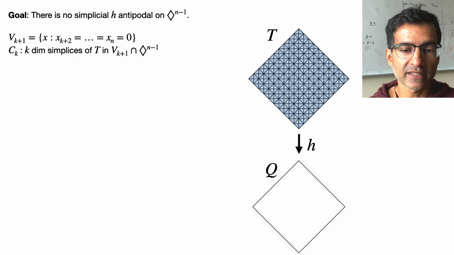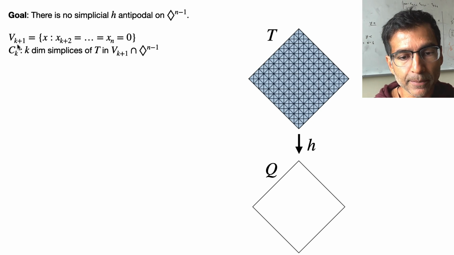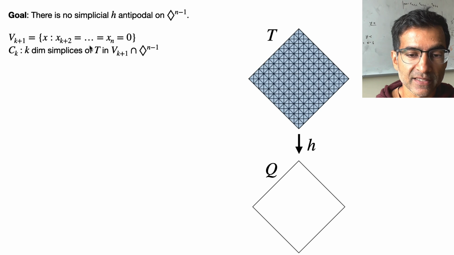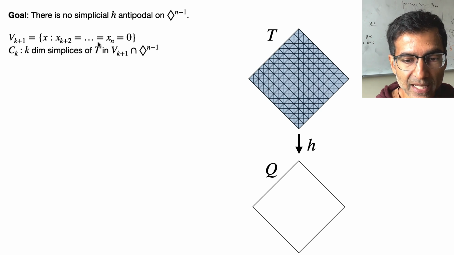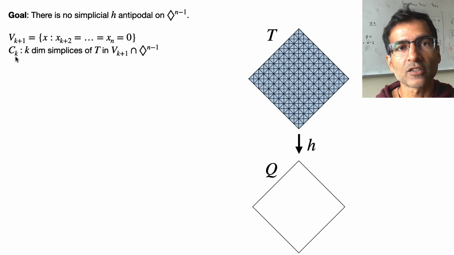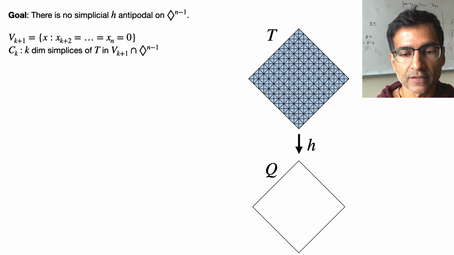So in order to prove this, let's define a few objects. Let V_{k+1} be the k plus 1 dimensional subspace that sets the coordinates k plus 2 onwards to be 0. Okay, so this is a k plus 1 dimensional subspace. And let C_k be the k chain that contains all of the k dimensional simplices of T that lie in V_{k+1} and also lie on the boundary of the ball.